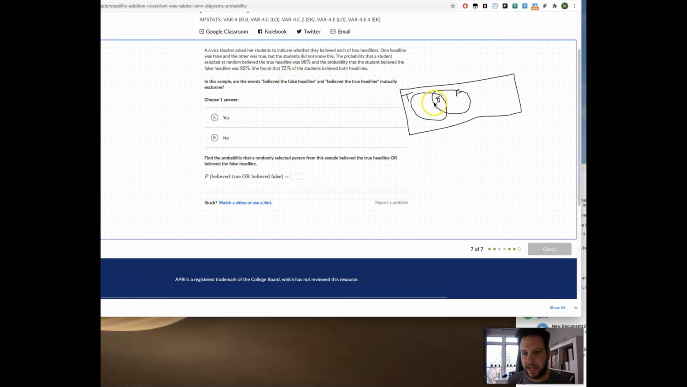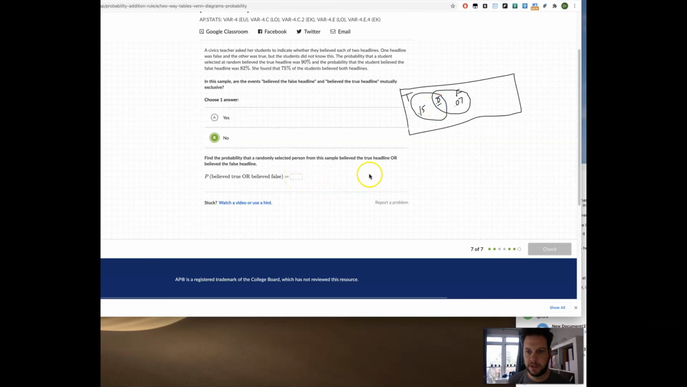90% believe the true headline, but 75% we already counted for, so there's only 15% here. 82% believe the false headline, so this giant false circle has to be 82%. We've already used 0.75, so all that's left is 0.07. Are they mutually exclusive? No, because they can both occur at the same time. There is overlap.